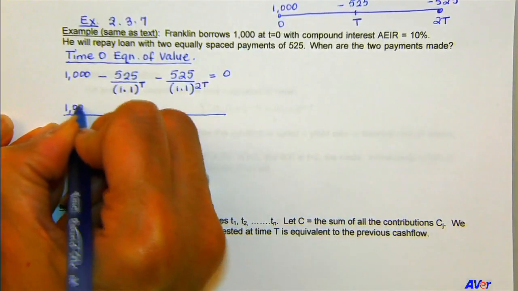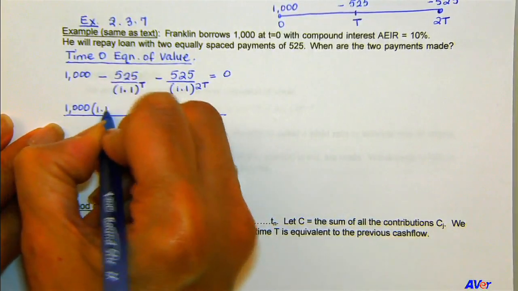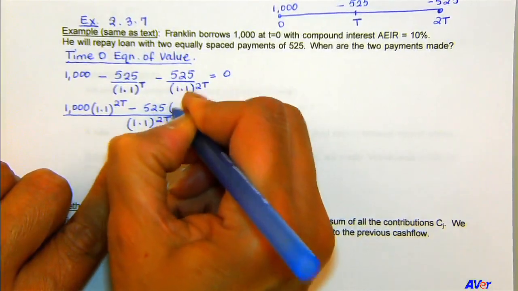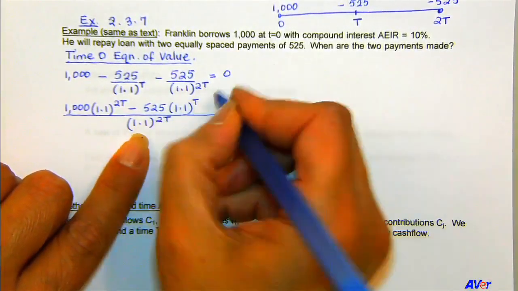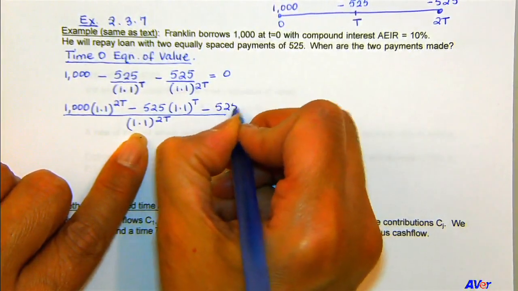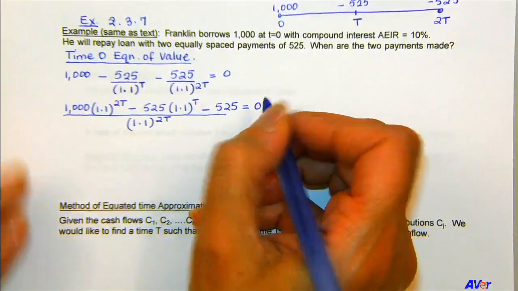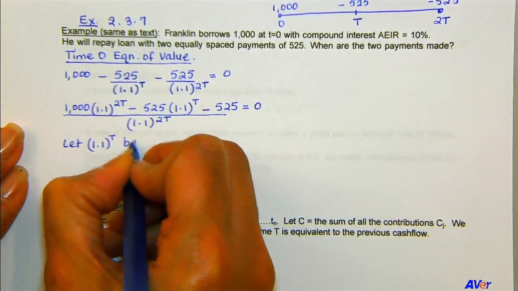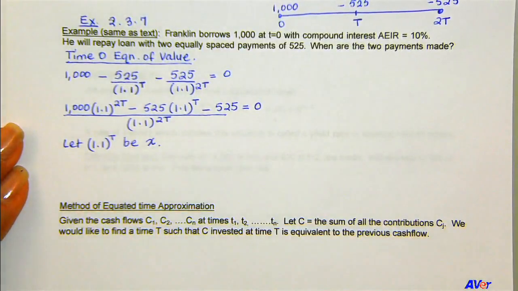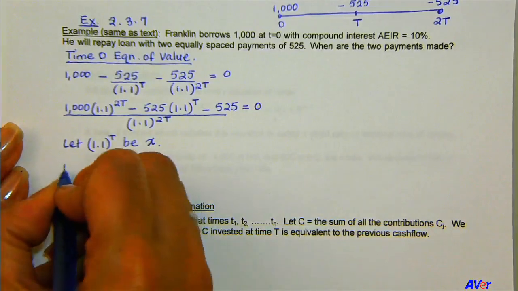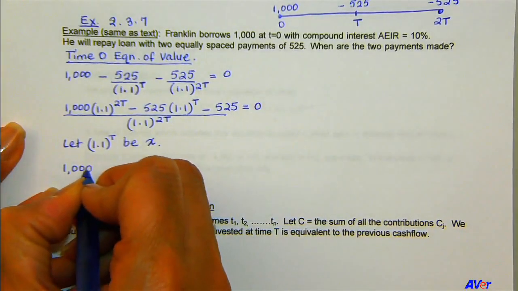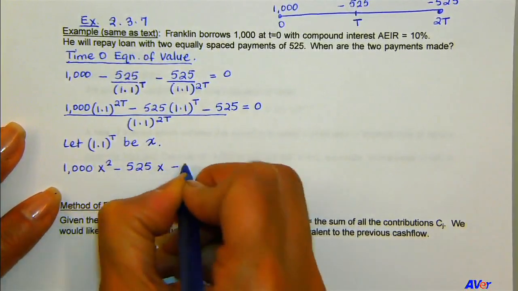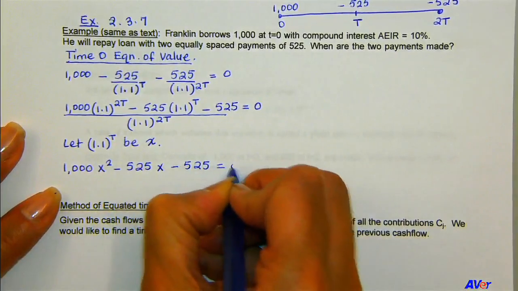So 1,000 times 1.1 to the 2t minus 525 times 1.1 to the t minus 525 equals 0. Let 1.1 to the t be x. So 1,000 x squared minus 525 x minus 525 equals 0.